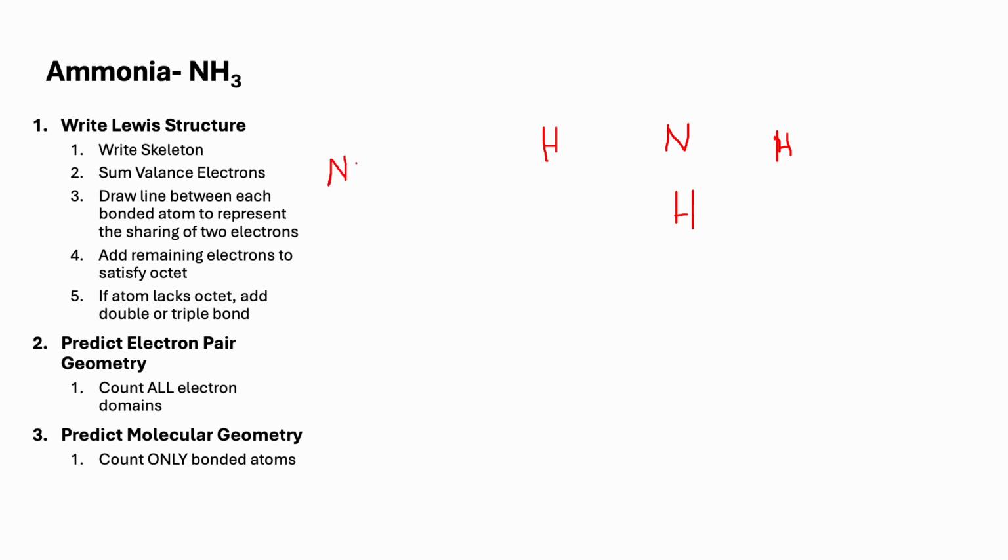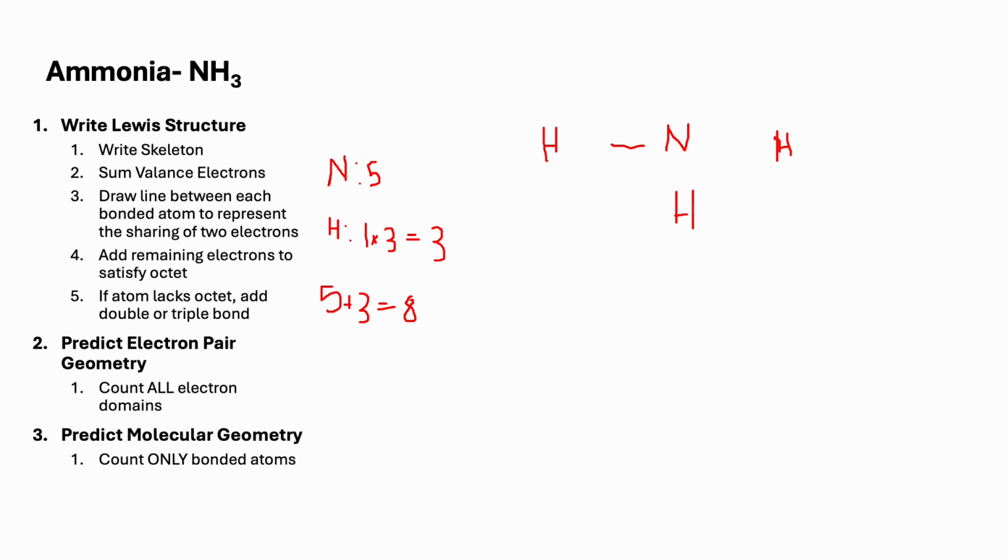Nitrogen has 5 valence electrons. Hydrogen has 1. We're going to multiply that by 3, because there are 3 hydrogens, so we get a total of 3. And then we're going to do our sum total of all the valence electrons in this molecule. So 5 plus 3 is going to equal 8. So we have 8 valence electrons to work with.